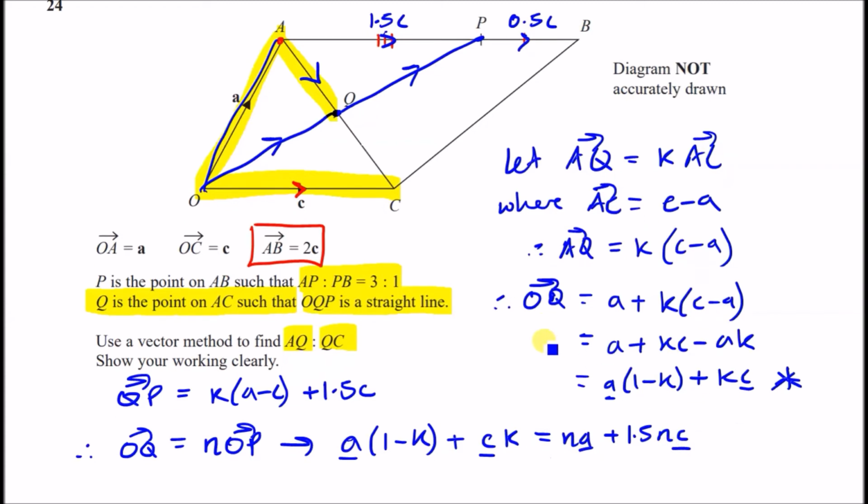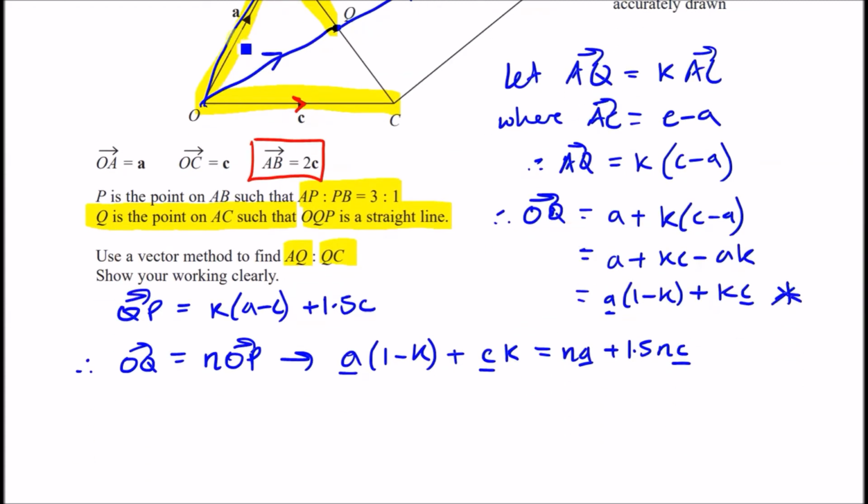So this is where vectors get a bit more interesting. You see what we have here. We have basically two unknowns and a relationship. Looking at vector A on both sides, we have 1 minus k on the left and it must equal n on the right. Looking at vector C, we have k on the left and it must equal 1.5n.